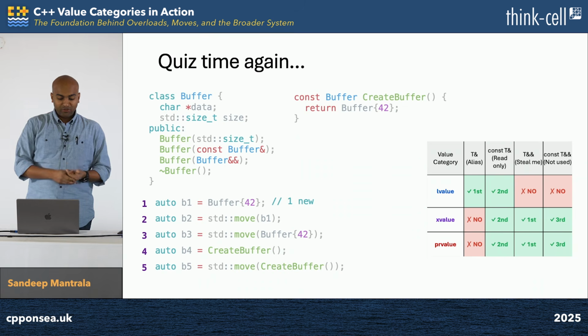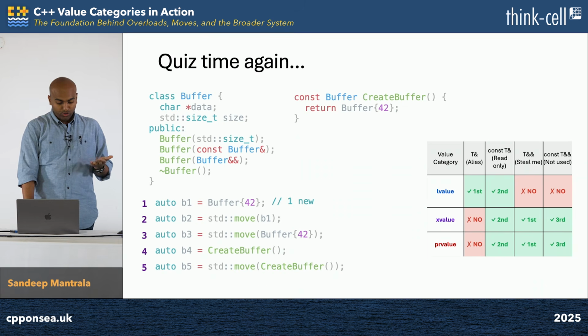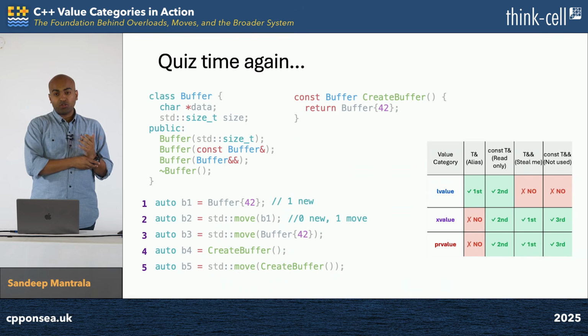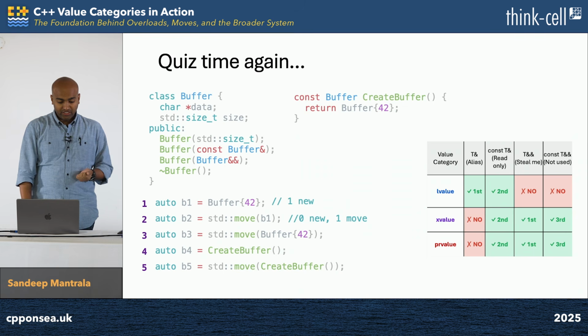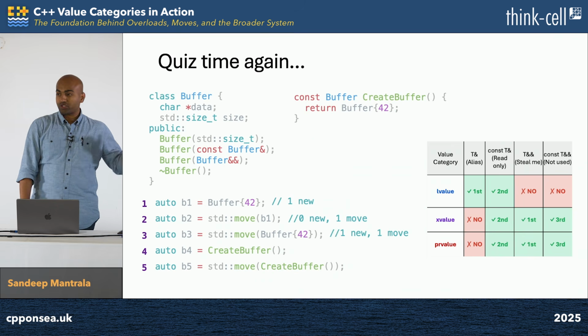Yeah, 0. No new members, no new objects are created. We just have one move operation. So yeah, 0 and 1. And at line number 3, yeah, 1 is created and 1 move, because we have std::move over there.